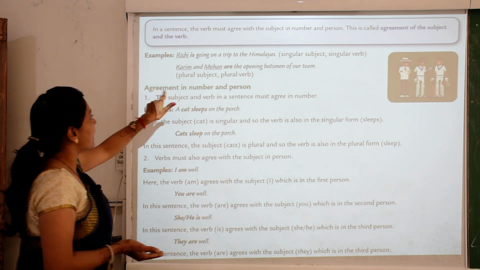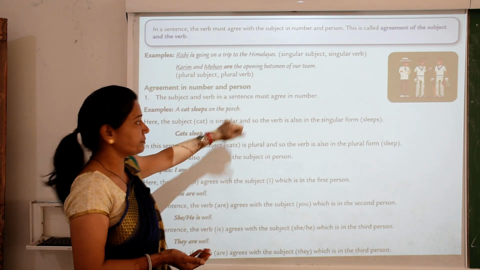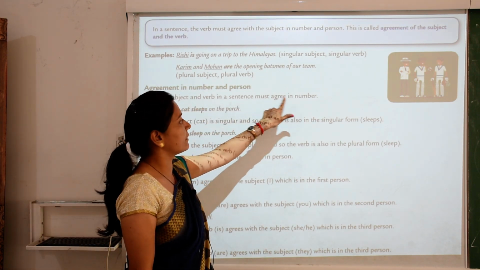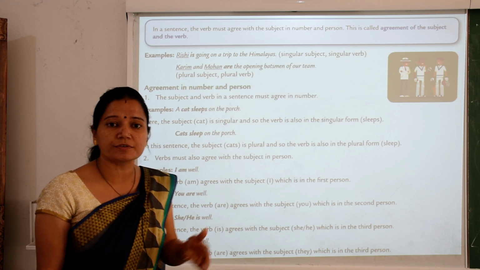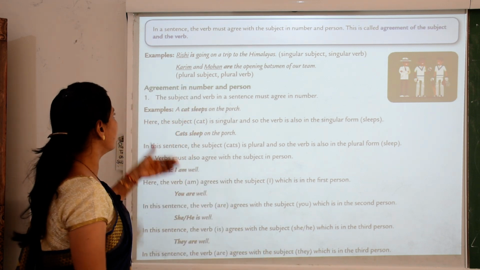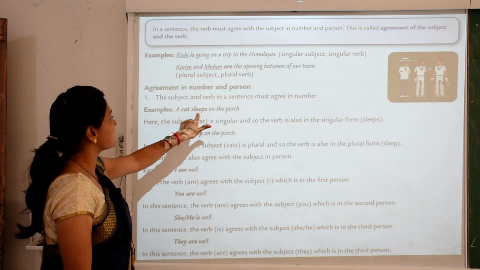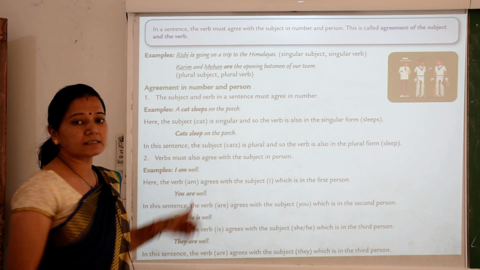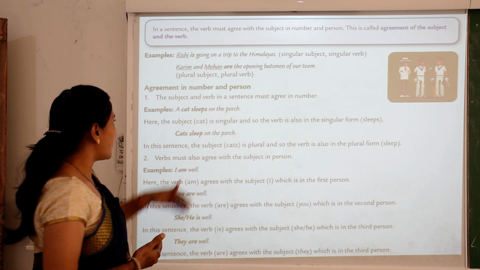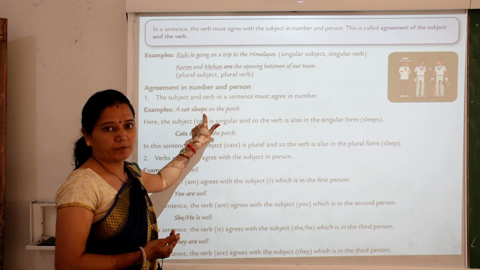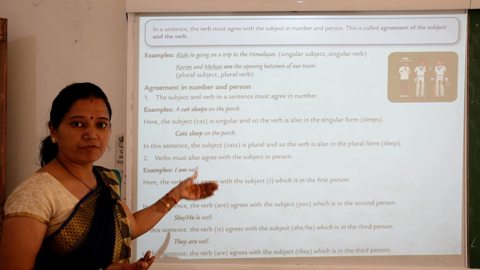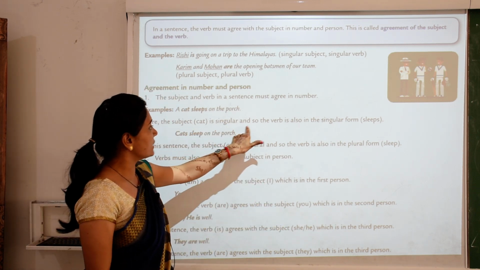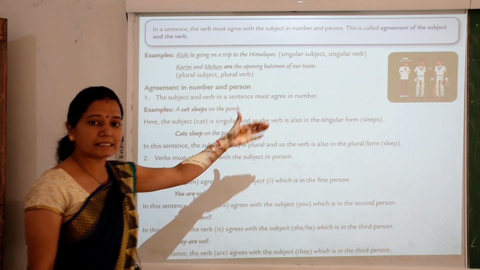Let's see the next, agreement in number and person. The first point is that the subject and the verb in a sentence must agree in number. Number, as I told you, means singular and plural, so the verb must agree with the subject. A cat sleeps on the porch. Here a cat is in singular form, so with that we are using a singular verb. We are adding s to the verb. Here the subject cat is singular and so the verb is also in the singular form, sleeps.